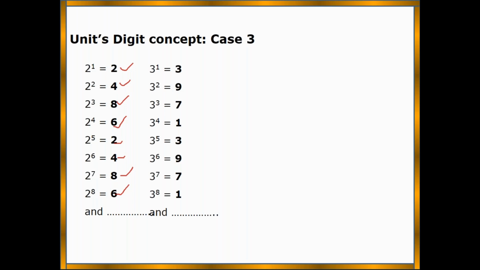Remember, that may be 3 power 10,000. That may be 3 power 1500. That may be 3 power 999. The answer should be any one of 3, 9, 7, 1. All of you noted down? 7 power 1, 7. 7 power 2, 49, means 9. 7 power 3, 343, means 3. 7 power 4, 1. 7, 9, 3, 1. It is repeated continuously.